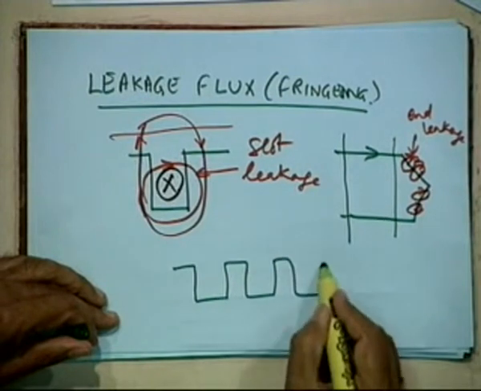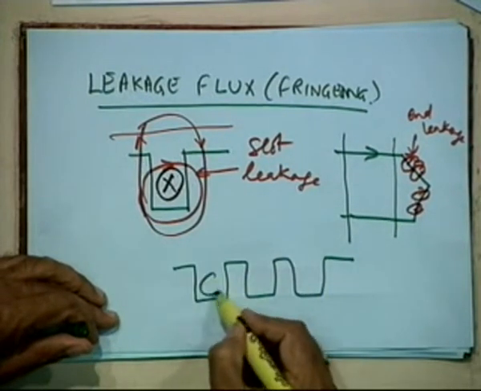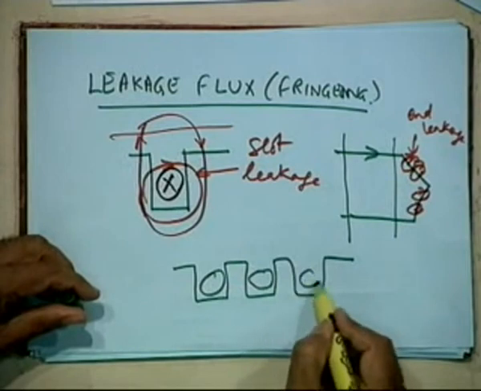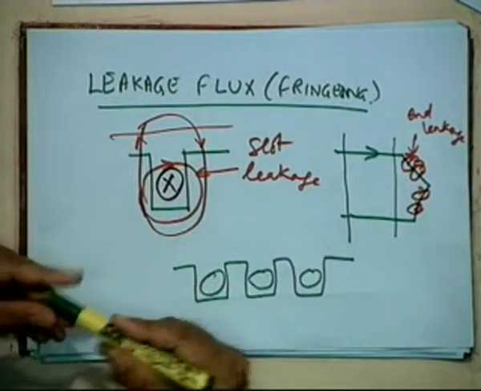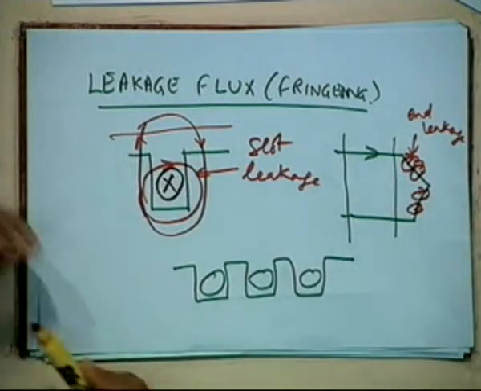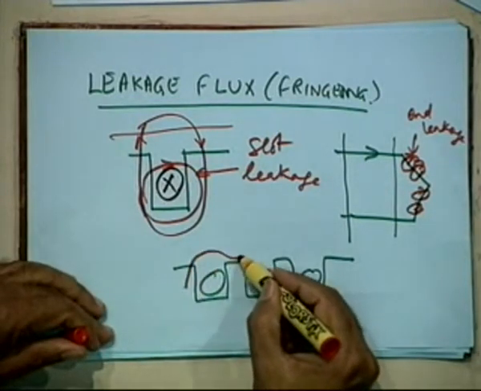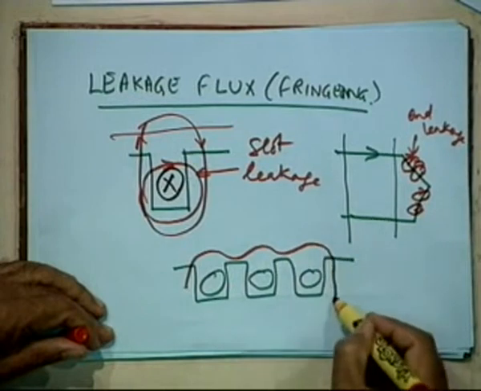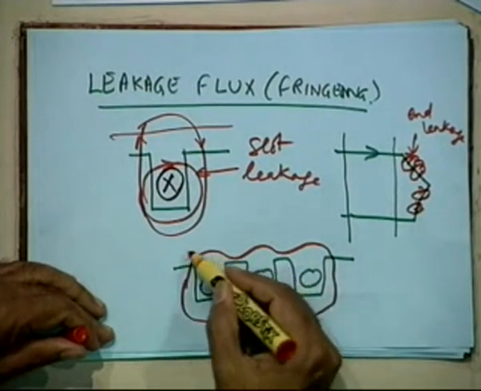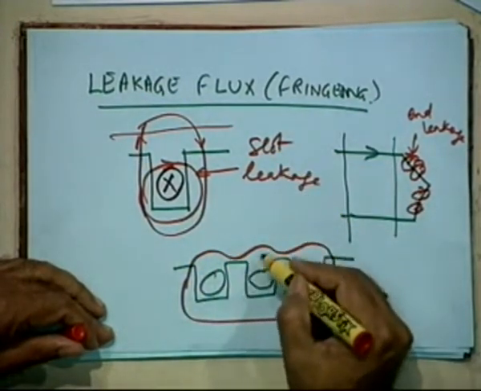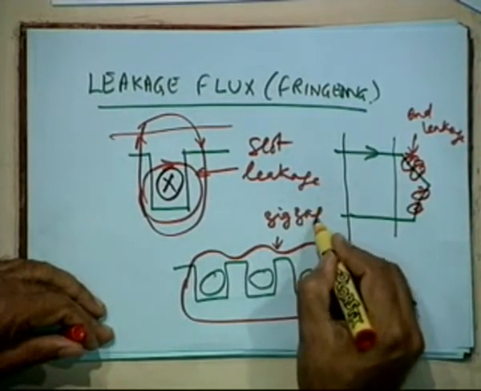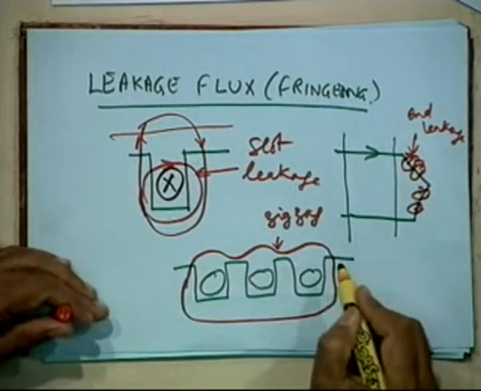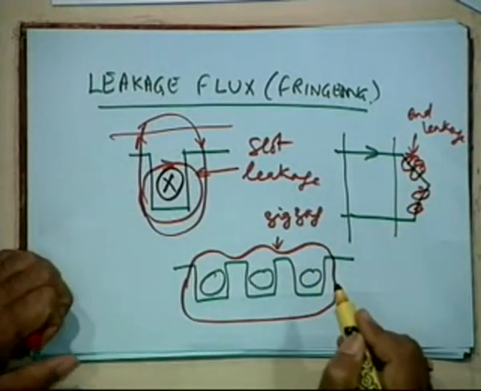Supposing you have several slots carrying conductors, you expect the flux lines to go to the other member, but it doesn't go. Many times it may not cross the air gap. There may be some portion, this is called zigzag leakage. It's called a zigzag leakage, okay.